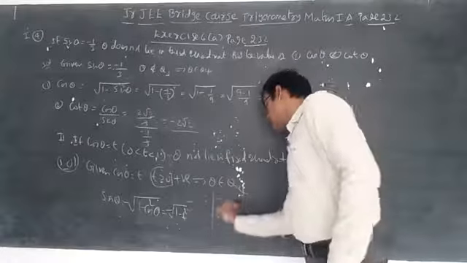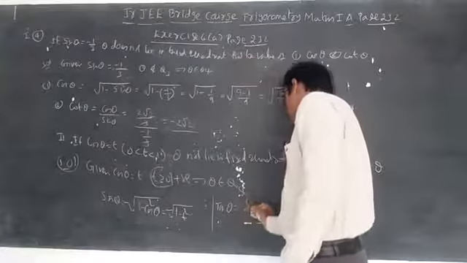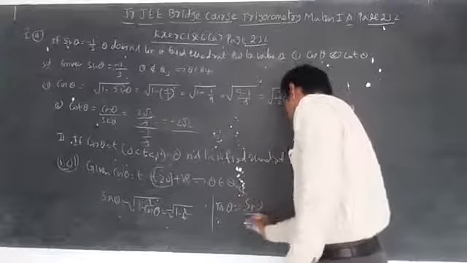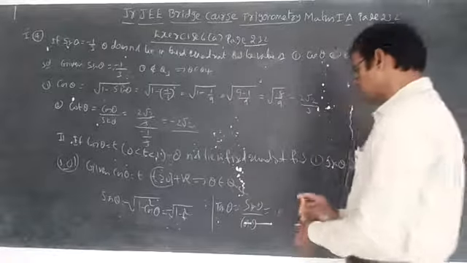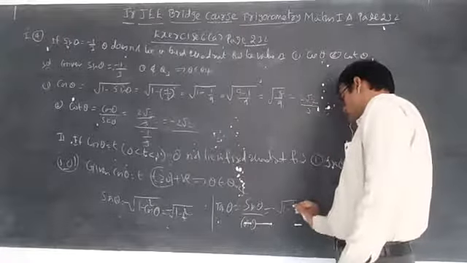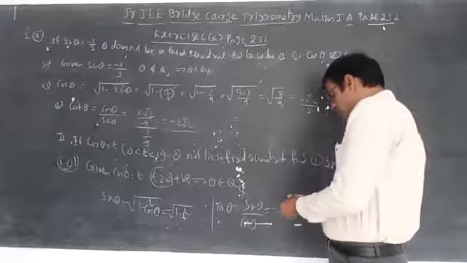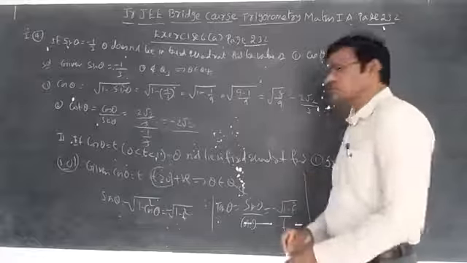Now take tan theta. Tan theta means sin theta by cos theta, based on the fundamental formula. So sin theta here is minus root of 1 minus t square. So tan theta is minus root of 1 minus t square by t. That's all.